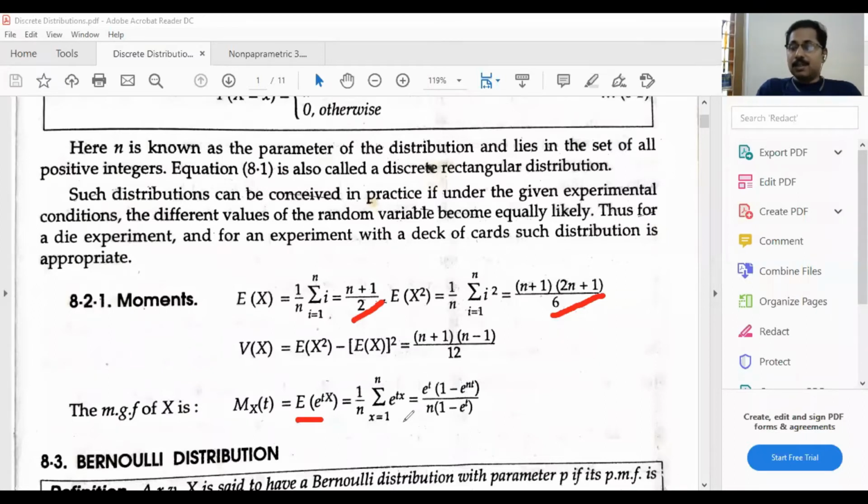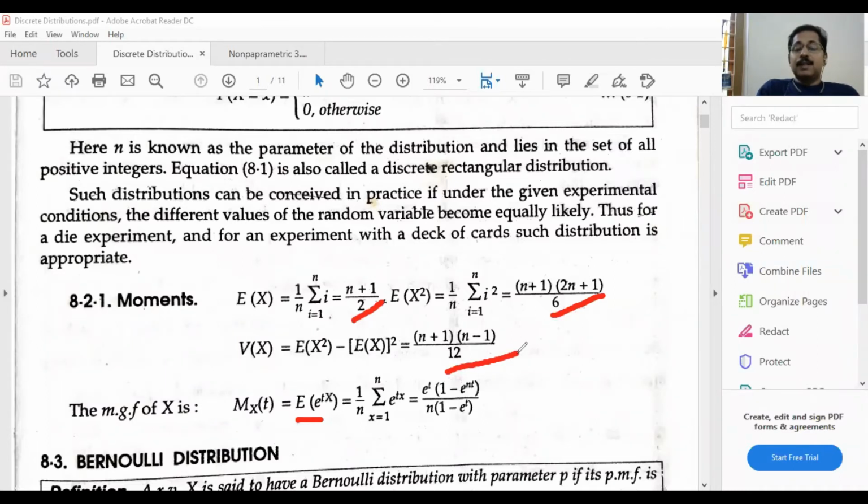First find out the first derivative and put t equal to 0, you will get mu1 dash. Similarly, second derivative, then put t equal to 0, you will get mu2 dash. In that way you can find out its moments. Also the variance of x, you know the expression, that is second central moment, it is mu2 dash minus mu1 dash whole square. You have already computed mu1 dash and mu2 dash, you just substitute those values here, you will get this expression, n plus 1 into n minus 1 by 12.